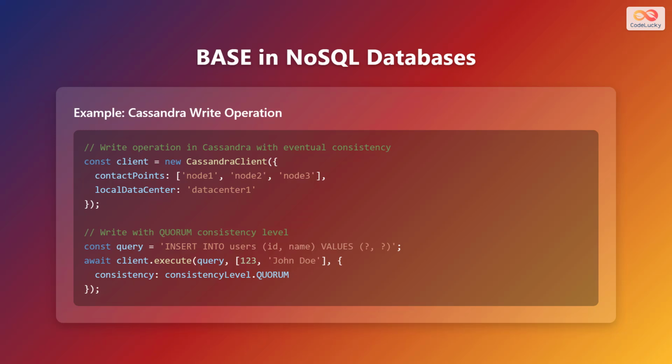Here's an example of how BASE is used in NoSQL databases, specifically in Cassandra. This code demonstrates a write operation in Cassandra with eventual consistency. First, we create a Cassandra client, specifying the contact points and local data center. Then we define an insert query to add a user to the users table. Finally, we execute the query with a consistency level of quorum, meaning that a majority of the replicas must acknowledge the write for it to be considered successful. This ensures high availability, while still providing reasonable consistency guarantees.